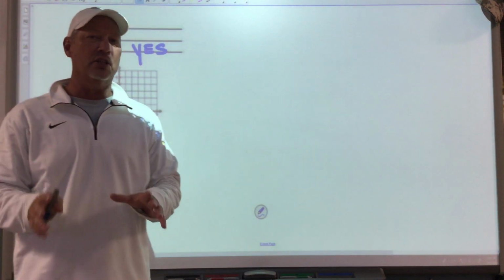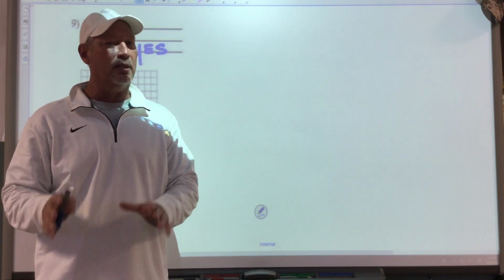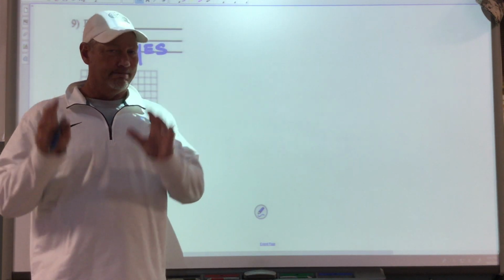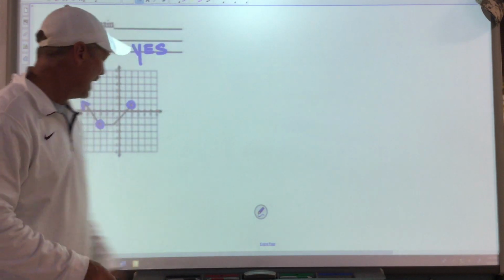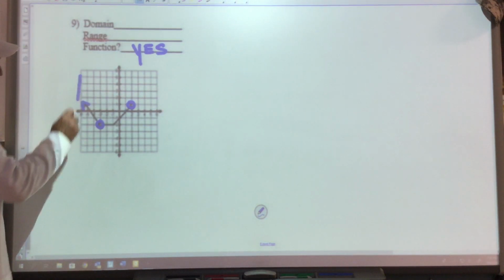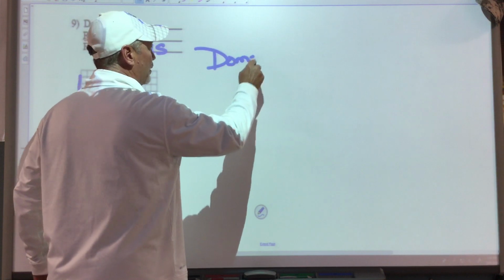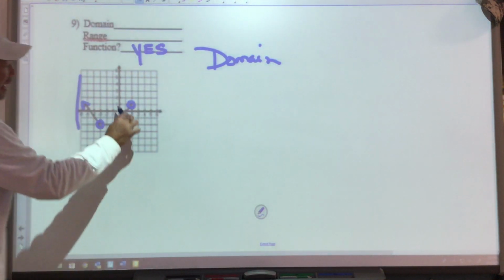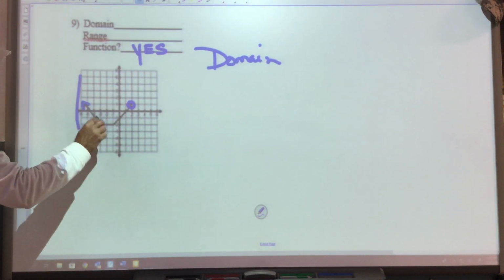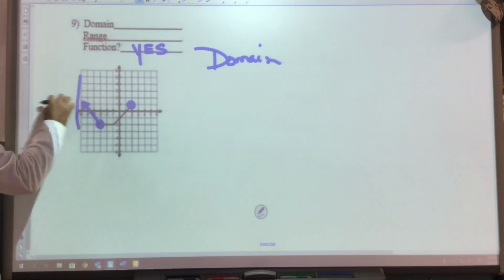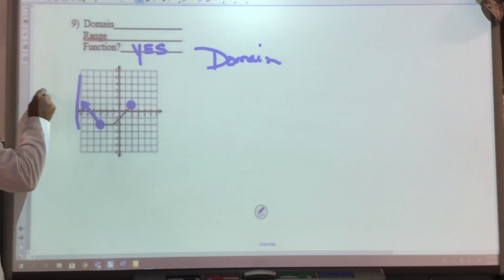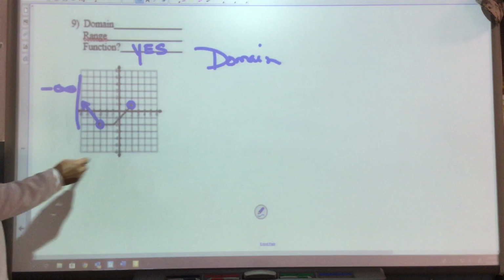Now this is the trickiest one we're going to do. It's the last one, but it's the hardest one. Stay with me, all right? How far to the left? How far to the left do I go? I go forever to the left because I have an arrow. I am going forever to the left. I will be at negative infinity.